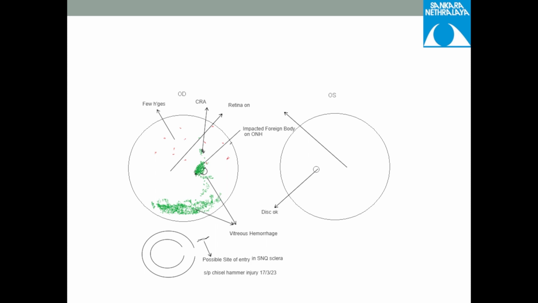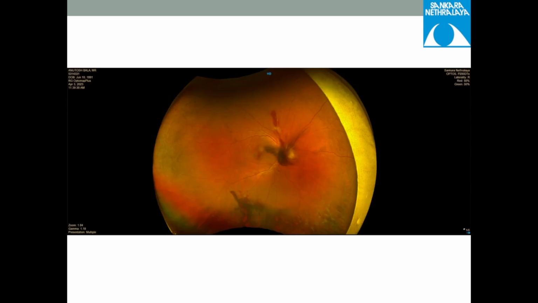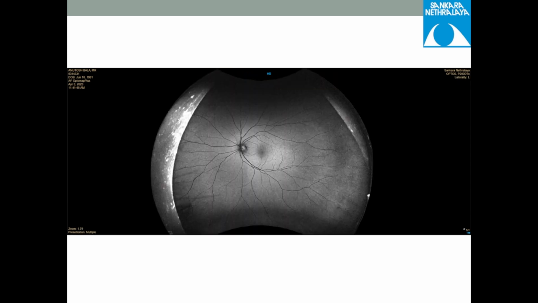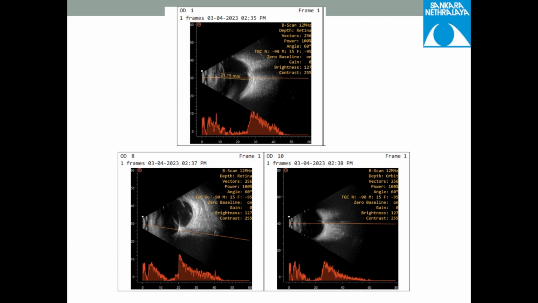On fundus examination, there was an impacted foreign body on the optic nerve head of the right eye, along with a few hemorrhages and vitreous hemorrhage. In this case, there was a possible site of entry in the superonasal quadrant of the sclera. The left eye fundus was normal. This is an Optos image showing the impacted foreign body on the optic nerve head, along with the vitreous hemorrhage inferiorly. The left eye was unremarkable, and these are ultrasound B scan images of the right eye.